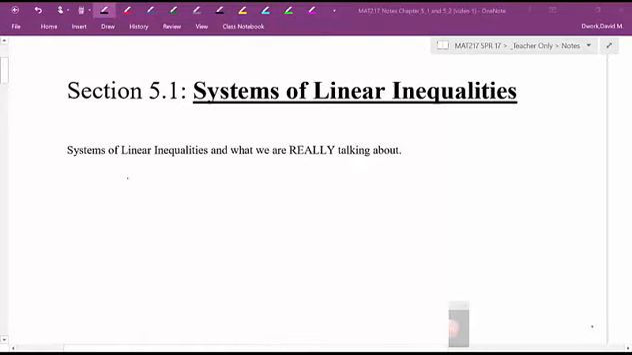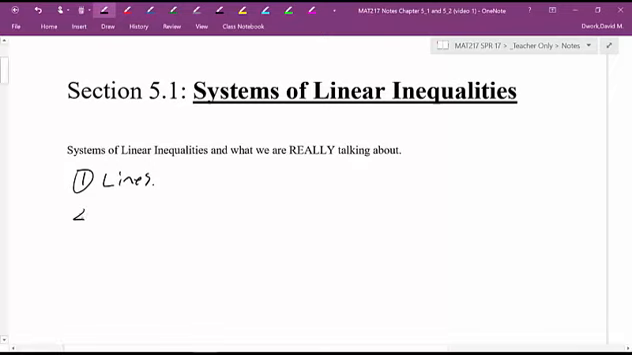In this section, we're going to talk about systems of linear inequalities. So what are we really talking about? Bullet point number one, we're talking about lines. All we're doing is graphing lines. Nothing more difficult. No parabolas, no cubics, no square root functions. Nothing more difficult, just lines.